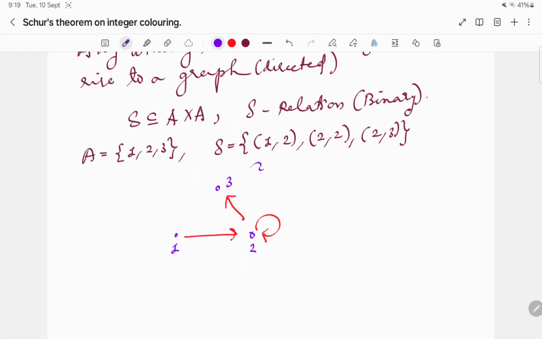Suppose it also contains (2,1) and (3,2). Then we call this relation a symmetric relation, because whenever (a,b) is there, (b,a) is also available. So there is a reverse edge between the vertices. Whenever there is an edge from x to y, there is an edge from y to x. So we say that this graph is undirected.